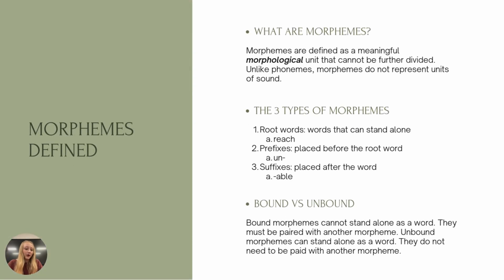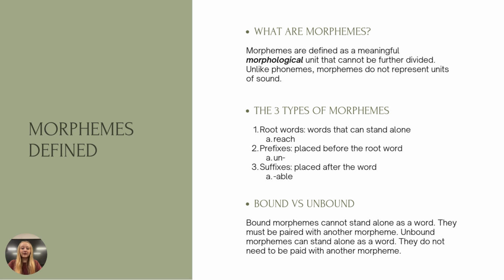So, what are morphemes? I know we've all taken classes on these, but I thought a refresher would be nice. Morphemes are defined as meaningful morphological units that cannot be divided further. Unlike phonemes, they do not represent units of sound, they represent units of meaning. There are 3 types. There are root words that can stand alone as a word. My example is reach. There are prefixes that are placed before the root word. An example is un. And a suffix that is placed after the word. My example is able.